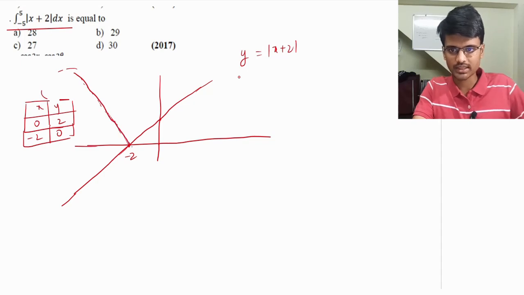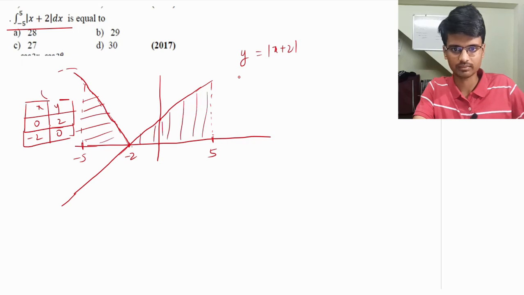So they are asking us from minus 5 to plus 5. Minus 5 is somewhere here. Plus 5 is somewhere here. So to find the definite integral, all we have to do is find this entire area. That will give us my definite integral. So it is nothing but two triangles. This length I can find out. This is nothing but 7. This length is 3 units. This length, what is this length? I have to find out.